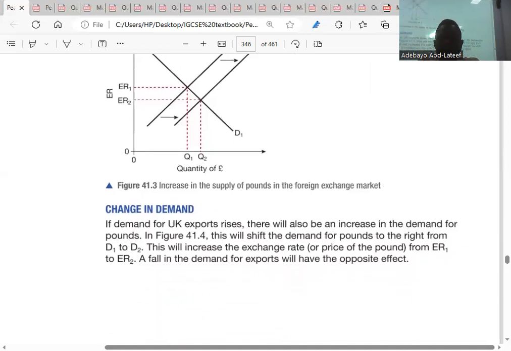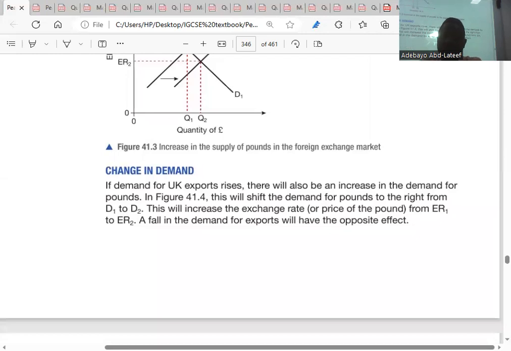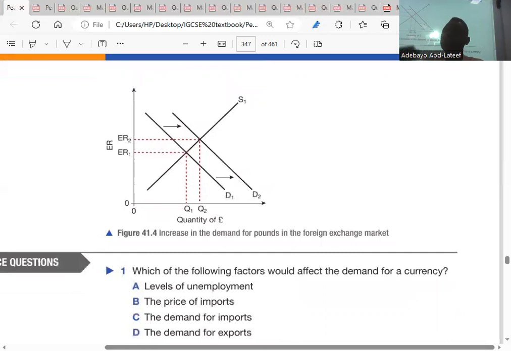Supply. Yes. So for demand, if the demand for UK export rises, there will be an increase in the demand for pounds. If the demand for export increases, what happens? We need more of pounds. Do you get what they're saying here? This is the demand for pounds shifting rightward from D1 to D2, because the quantity demanded for pounds has increased. So what happens to the price of pounds? The price of pounds will rise from ER1 to ER2. Do we get it or not?